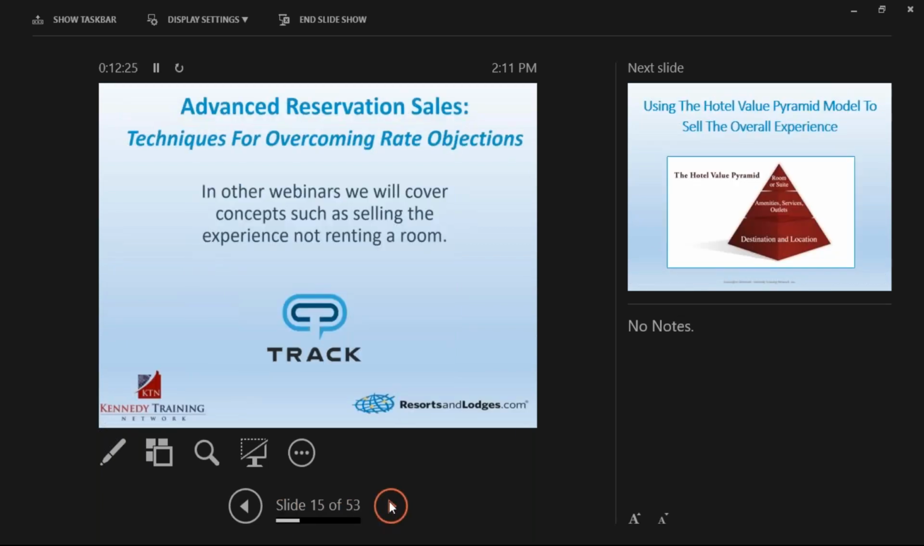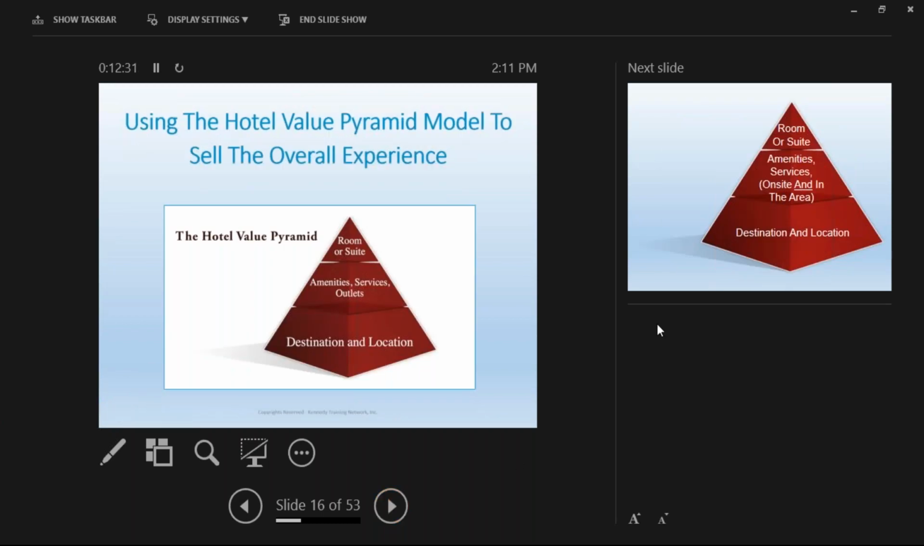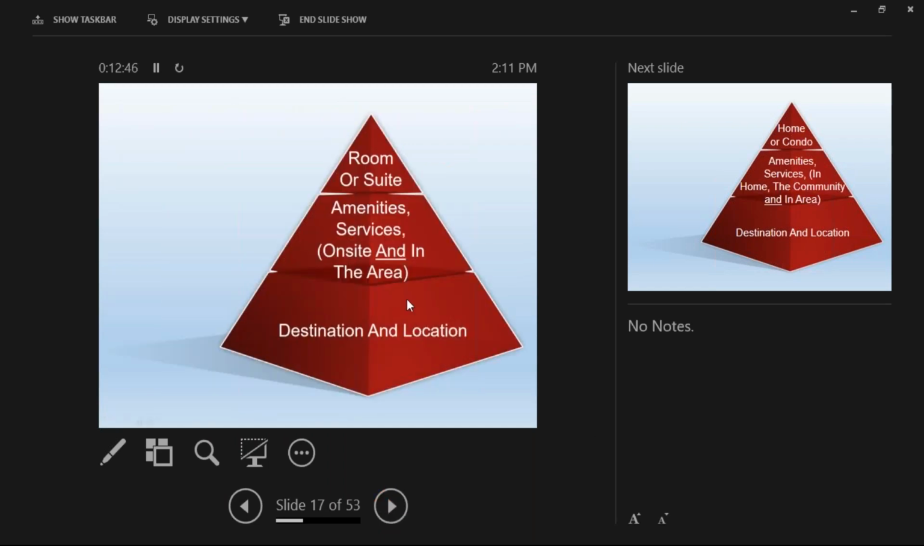So in other webinars, we're going to cover the concept of selling the experience and not renting a room. If you were with me last year, this will look familiar. The hotel value pyramid model is what we use at KTN to remind everyone that we are not room renters, okay? We're not unit renters in the vacation rental business. We are actually selling the experience, an experience that's made up of the destination and location. Particularly in the resort business, the vacation business, people want to go to a destination and they pick a resort based on its location within that destination. The on-site services in the facilities, both in-house, on property or nearby, and then the rooms or the suites.